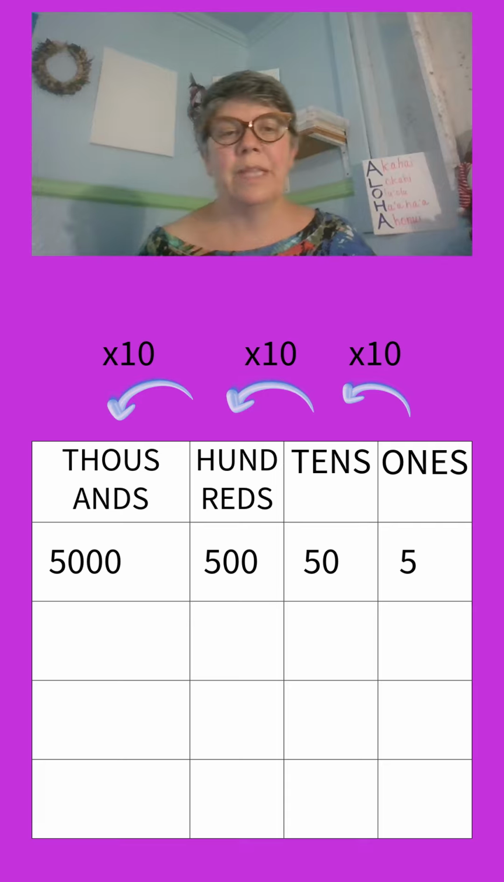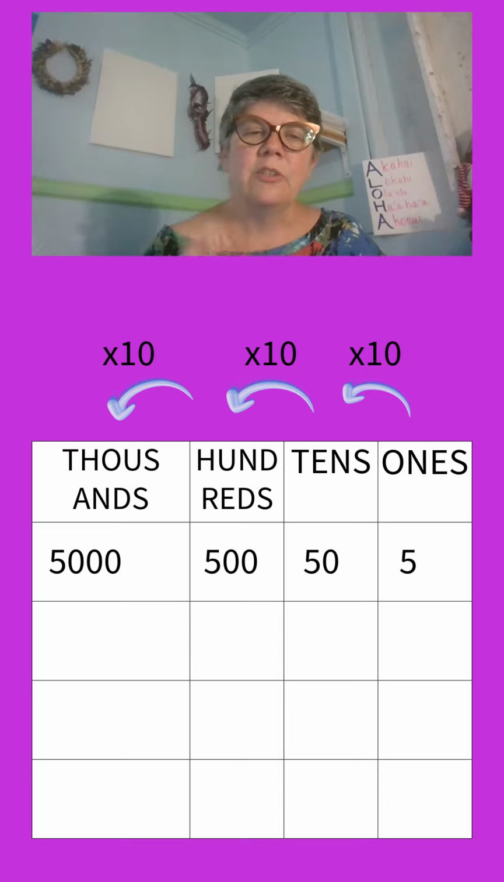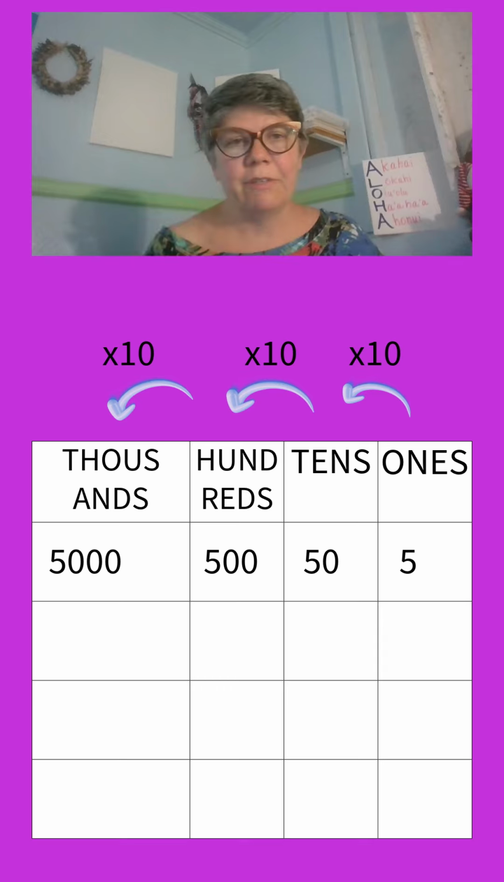But what about when you're going the other way? That's when you're dividing by 10, right? Because if I have 50 and I divide by 10, I'm going to have 5. Those are things that you already know. Try to rely on that and not get yourself confused.